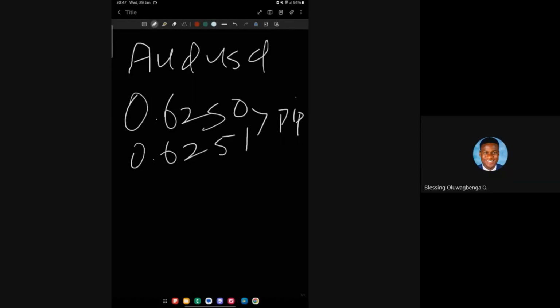All right, from 0.6250 to 0.6251. That is one pip movement. So that is why some traders will say, I caught 50 pips on this trade. It means that the trader caught a 50 pips price difference between his entry and his take profits.